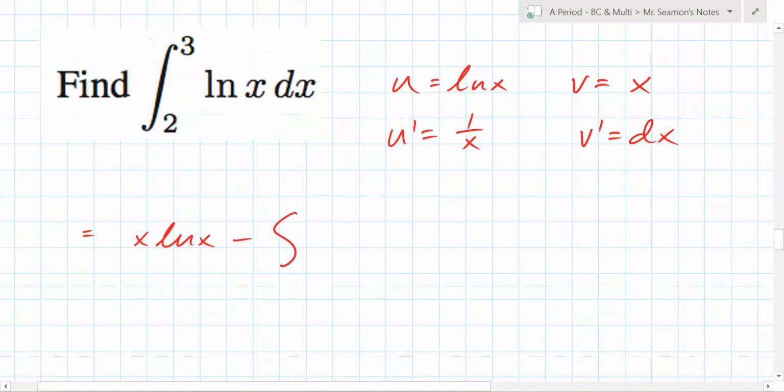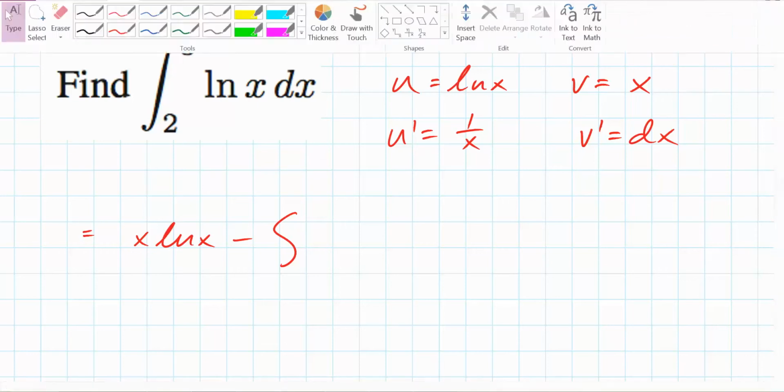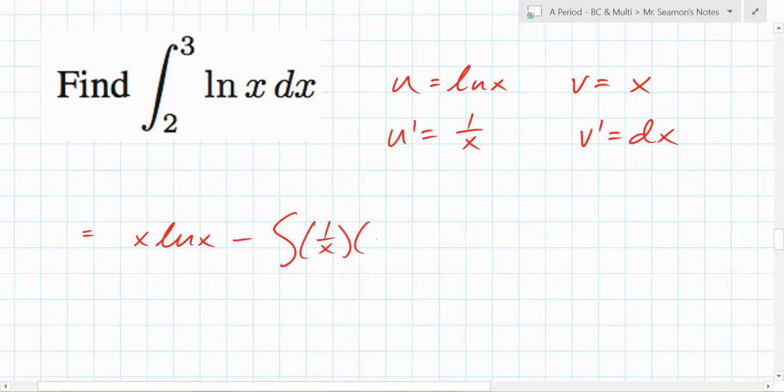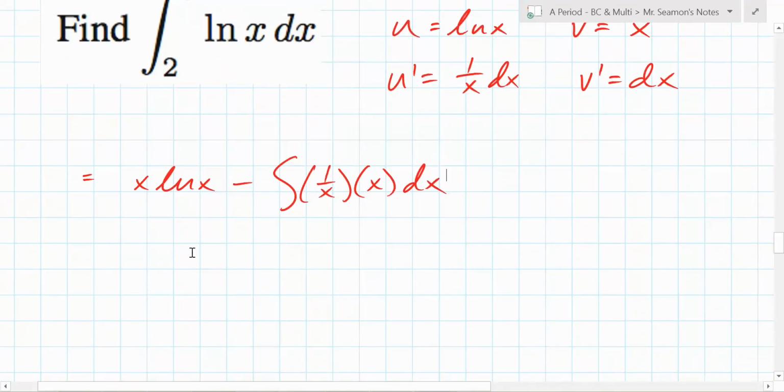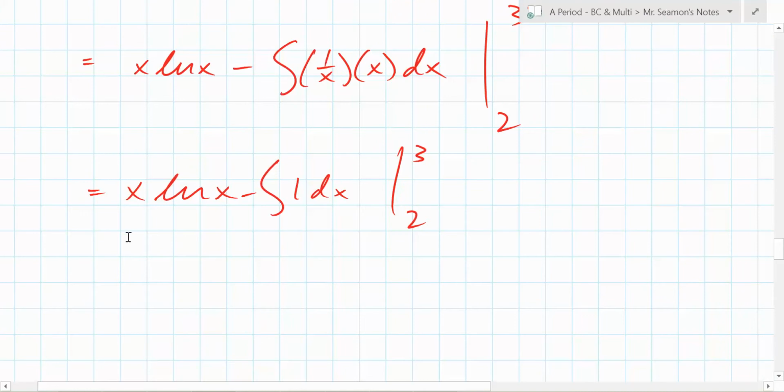So what's U prime? Yep, 1 over x, correct? And what's it multiplied by? Oh, and there's a dx right there. What's the magical thing that's super helpful? And we're evaluating this from 2 to 3, right? So what do we have here? x ln x minus the integral of 1 dx from 2 to 3. But what's the integral of 1? x. So x minus x, and we do this from 2 to 3. At this point, are you home free? Could you finish this for me? Can you plug in 3 and plug in 2?